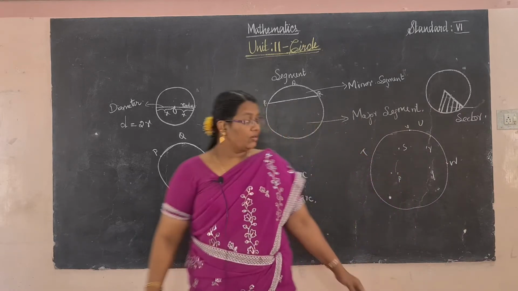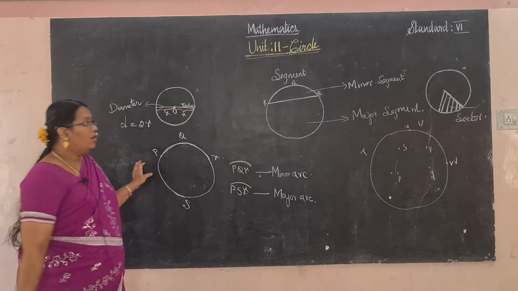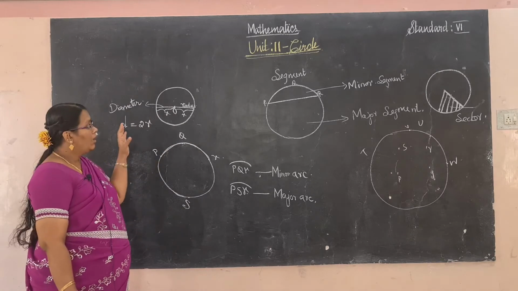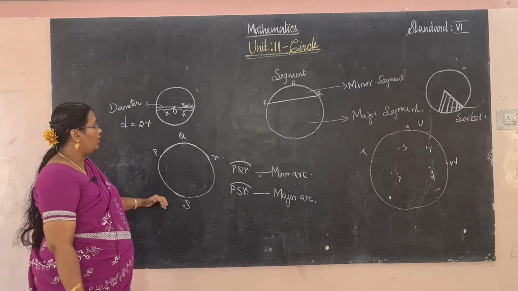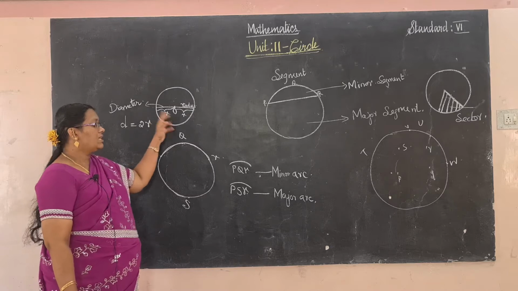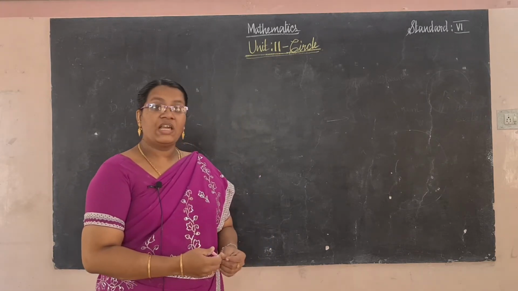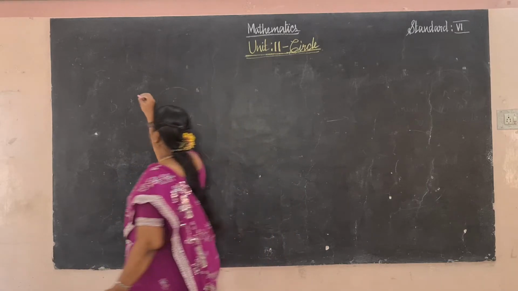Today we are going to learn about all of these. This is a small explanation. Now we will see them one by one, from the center onwards. Wait. First we will learn about the circle.